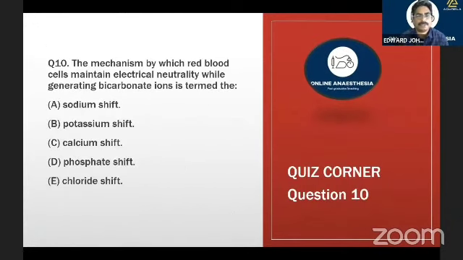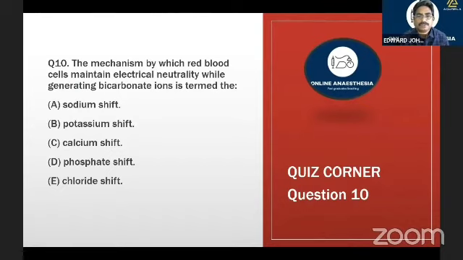Coming to the last question: the mechanism by which red blood cells maintain electrical neutrality while generating bicarbonate ions is termed what? It comes under the carbon dioxide transport system. Last week I took that. Is it a sodium shift, potassium shift, calcium shift, phosphate shift, or a chloride shift? Hold, please. I took this in the last class.